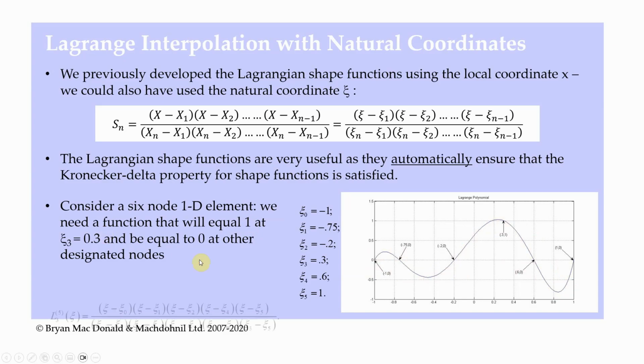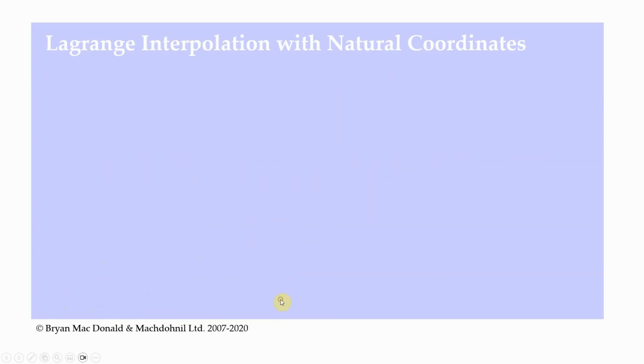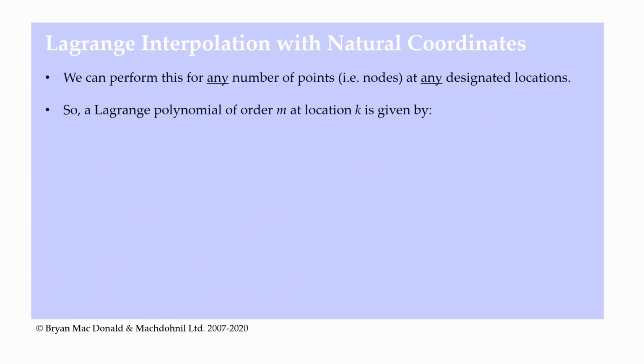So we basically can use our Lagrange interpolation as before. Here we're saying that we're looking at node 3, and we have a 6-node element, so it's a 5th order equation. By plugging our values in there, we can work out very easily what our shape function or interpolation function would be. We can perform this for any number of points, in other words, nodes at any designated locations.